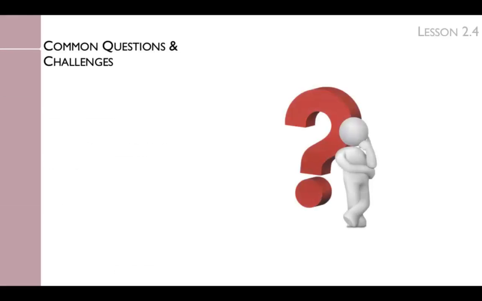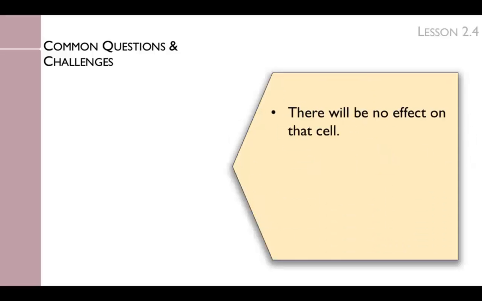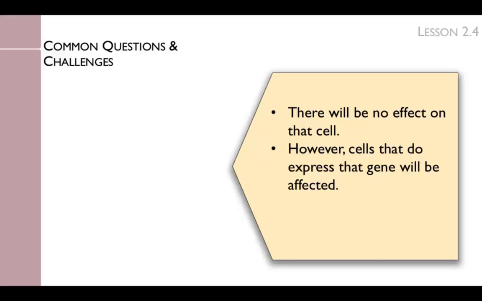One of the most common questions students ask is what happens if a key gene is mutated in a cell that normally doesn't express that gene? There will be no effect on that cell. However, cells that do express that gene will be affected. This is why we have tissue-specific cancers.